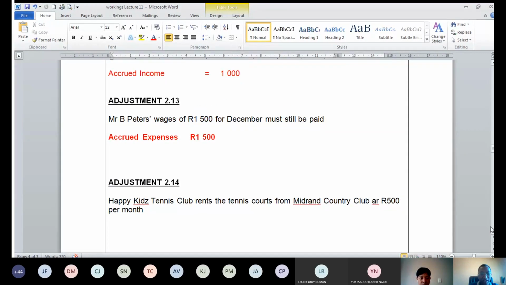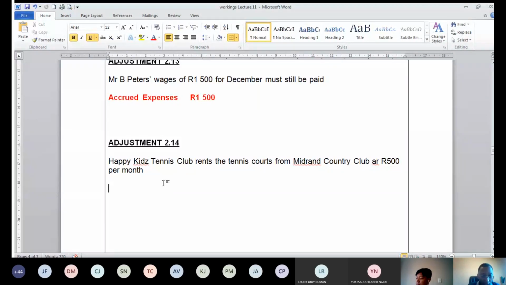We take a look now at the last adjustment, guys, 214. Happy Kids Tennis Club rents the tennis courts from Midrand Country Club at an amount of 500 rand per month. 500 rand per month, guys. This is rent expense. Now the amount is 500 rand for the 12-month period, and that will give you a rent expense amount, guys, of 6,000 rand. That is what we are supposed to pay for the entire year.